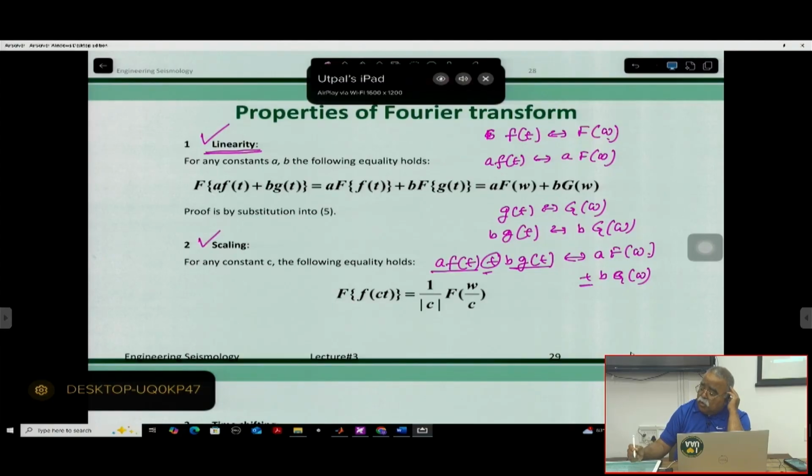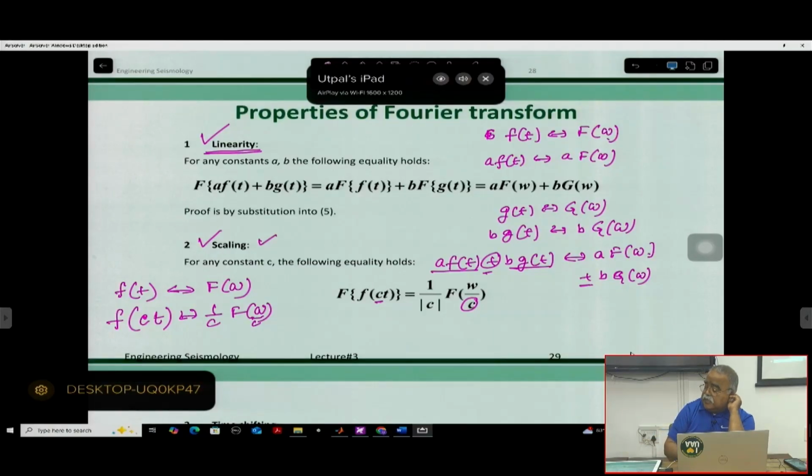The Fourier transform also has a time scaling property. If f(t) has a Fourier transform F(omega), then if we scale the time domain by a factor c, so f(ct), it will be equal to 1 by c times F(omega by c). So it will be divided by the c factor. That means in the scaling property, you can calculate it as 1 by c F(omega by c).